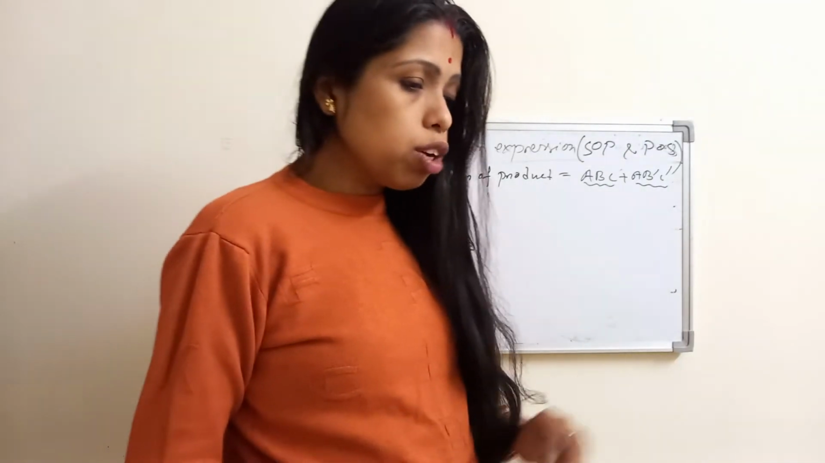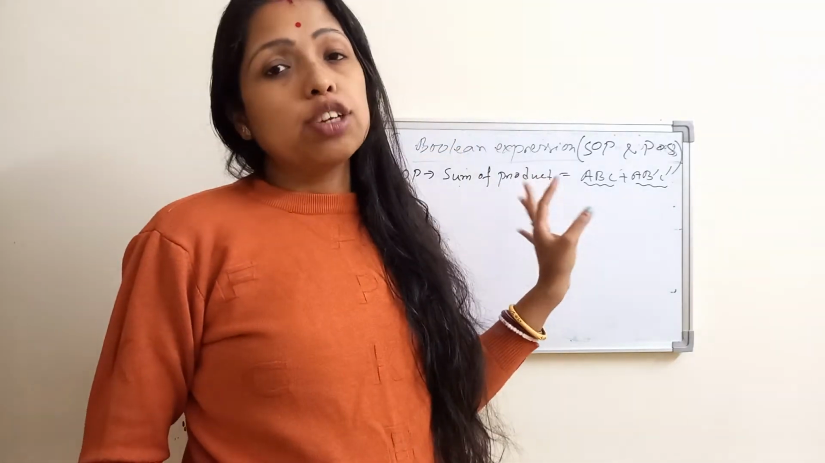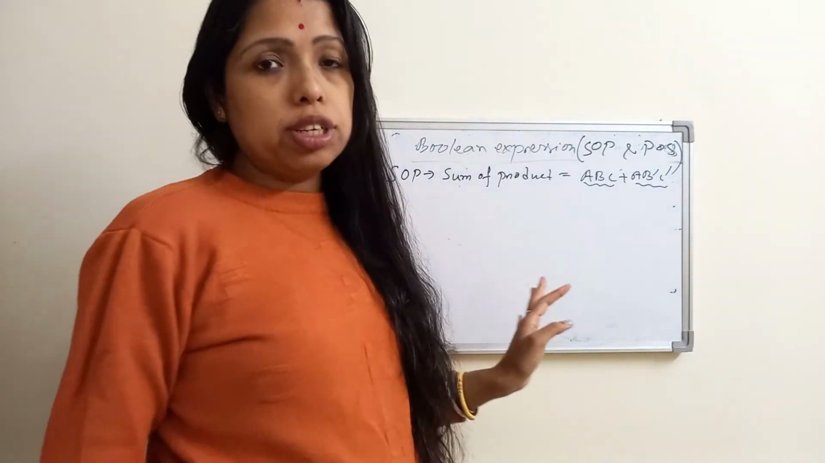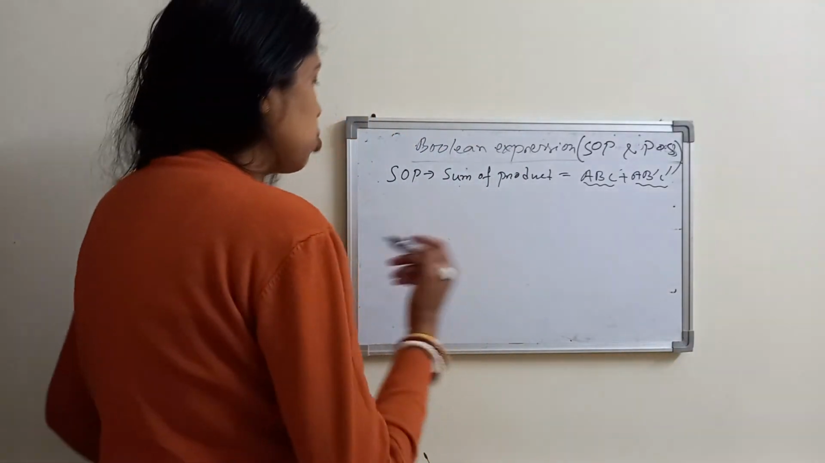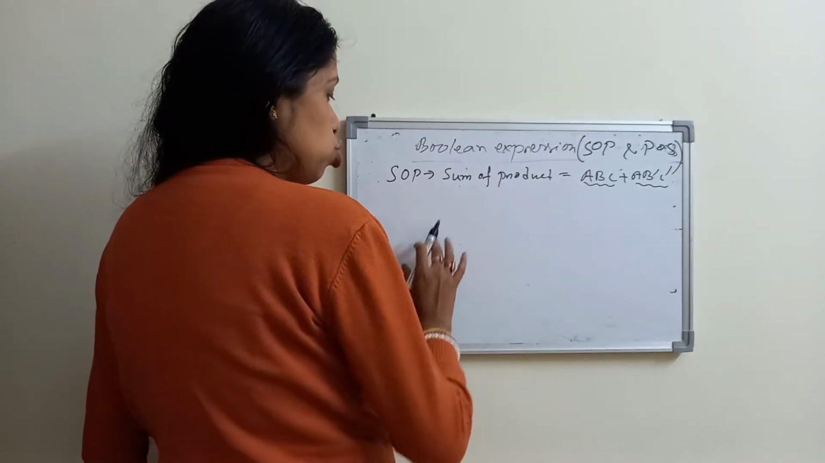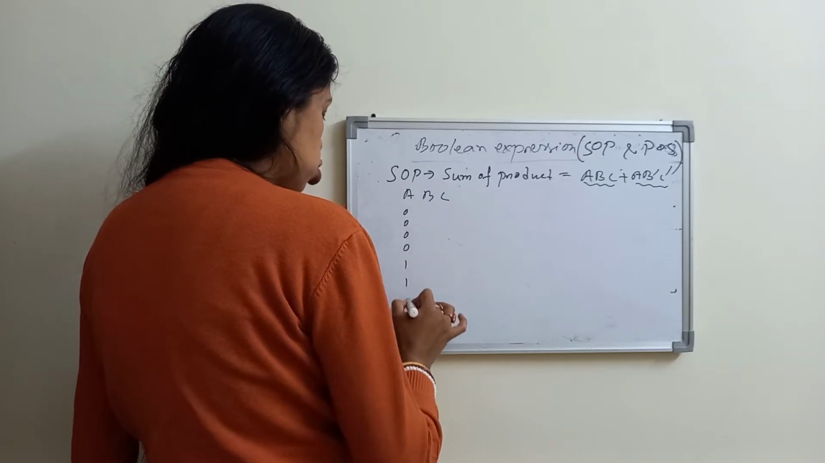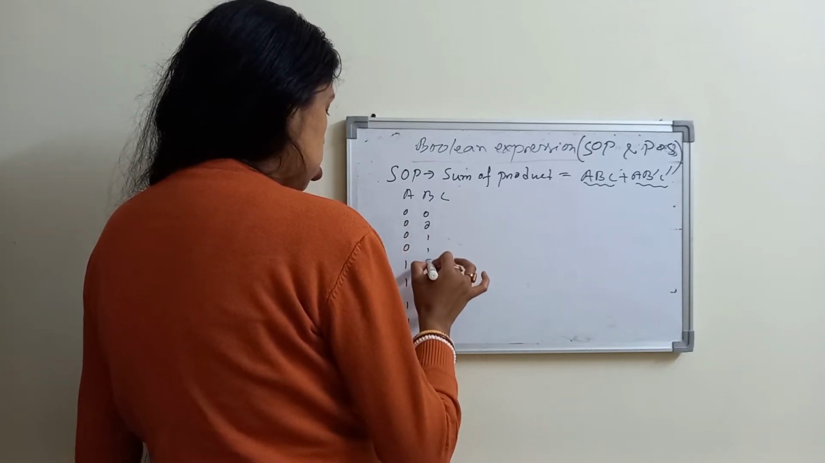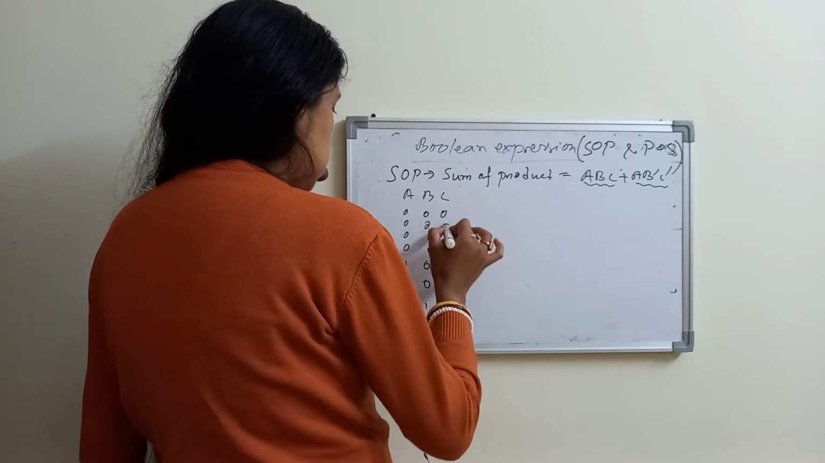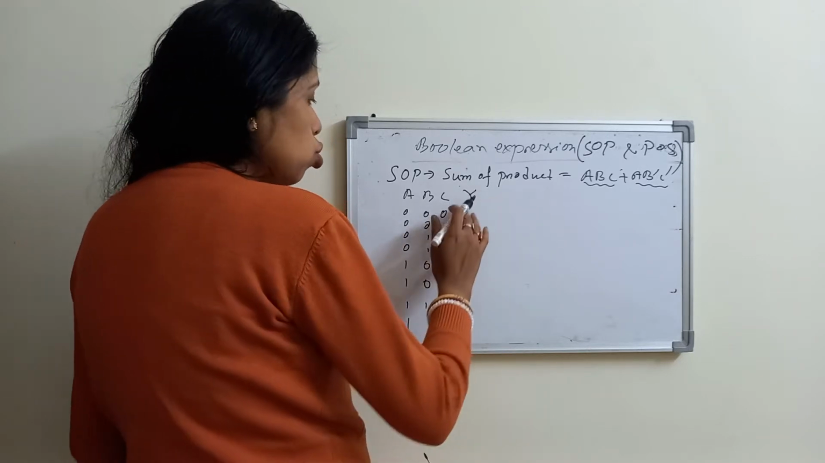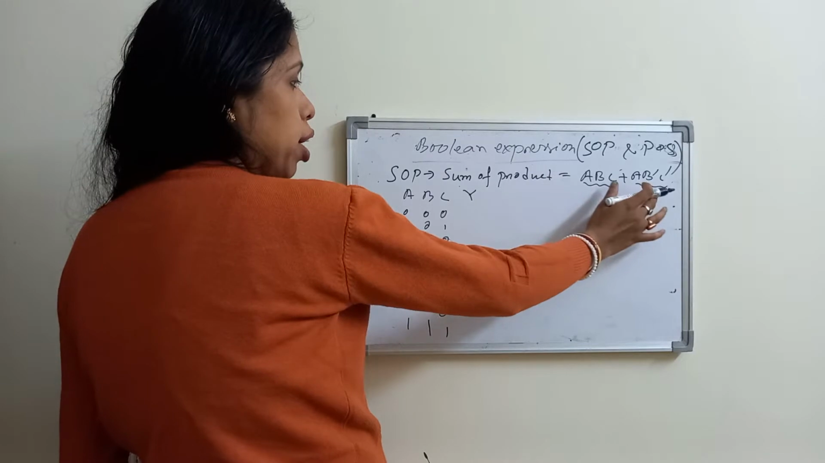So now, related to SOP, I will discuss something. First, we'll talk about the truth table related to SOP. Normally, suppose I'm considering three input variables, right? So you have a total of 2 to the power 3, 8 combinations. So first I am writing the 8 combinations truth table. So A, B, C. Here I'm writing the 8 combinations truth table.